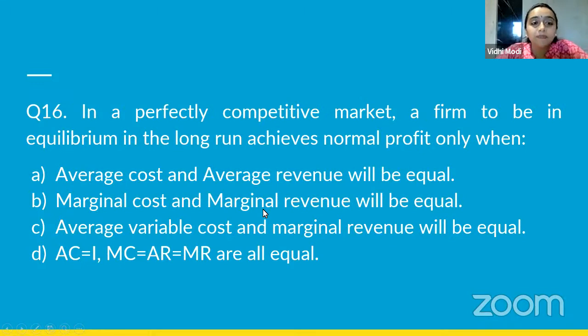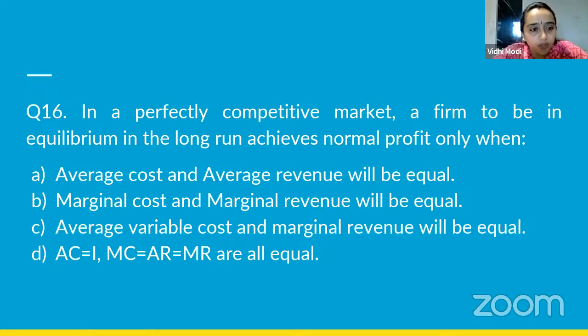Right. Then we have: in a perfectly competitive market, a firm to be in equilibrium in the long run achieves normal profit only when. So before I explain, in business economics, all the curves and all the types of market that you have, perfect competition, monopoly, monopolistic, read them in and out. They will be very, very important concepts. You will surely get a question from them, right?